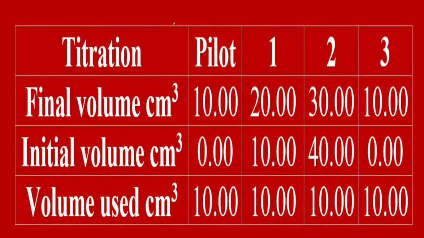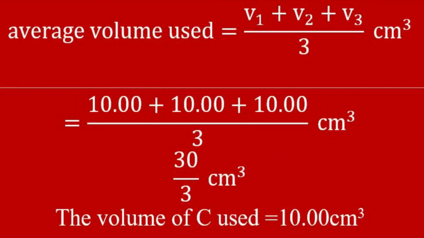Are we together? After recording the table results, you are supposed to also show the average volume used, and you show it in calculations. The average volume used is volume 1 plus volume 2 plus volume 3 divided by 3. We are not using the pilot because the pilot is a rough estimation of the volume. So our volume used is 10 mL plus 10 plus 10 divided by 3, and the volume of acid used to neutralize the base is 10 mL.